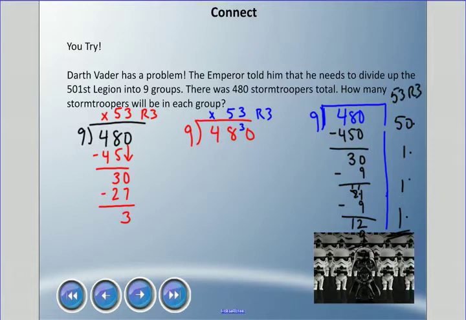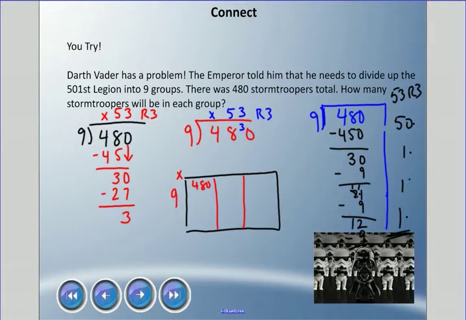Okay, lastly, the box method, the rectangle method. I'm going to draw that. I'm going to put 9, 480. 9 times what is the highest I can go without going over? 9 times 100, I can't do that. I can't do 9 times 100. And this is the hundreds box. So I'm going to move all of this over into the tens box.